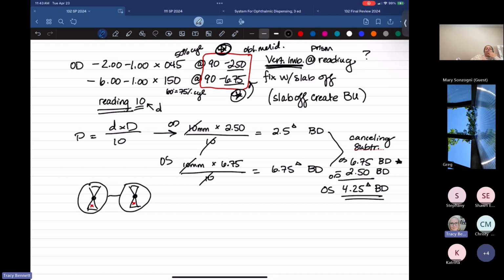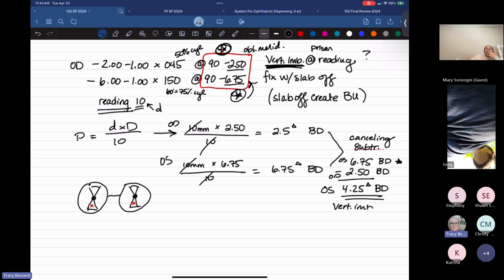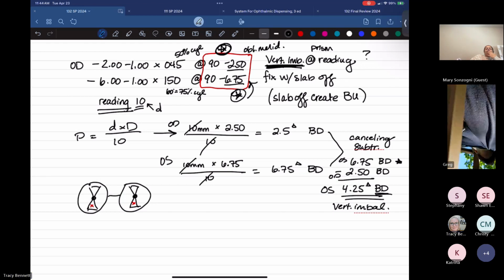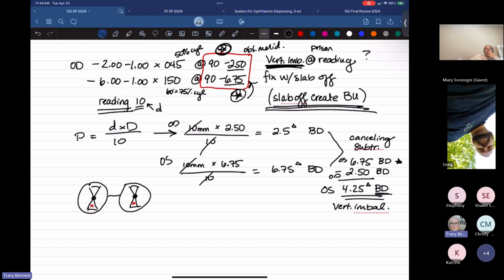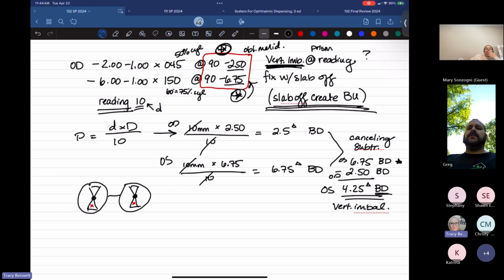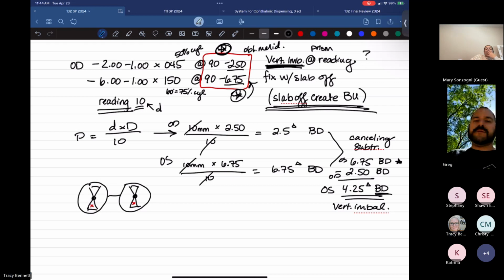All right, so that is the vertical imbalance amount. We've got our prism amounts, but now we want to correct this with a slab off. If we're going to slab it off, remember, slab off creates base up prism. Which one of these lenses needs more base up prism to make it match the other one?